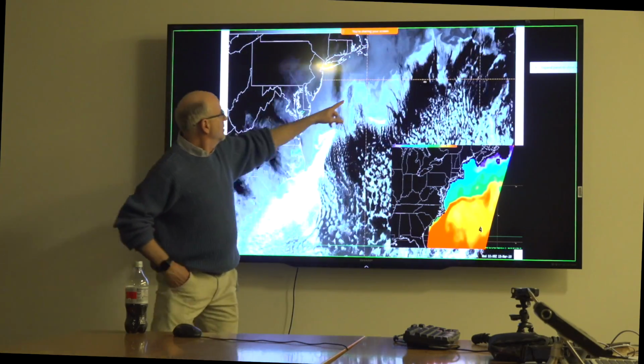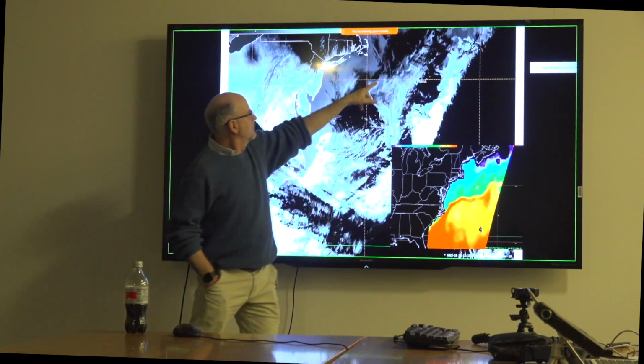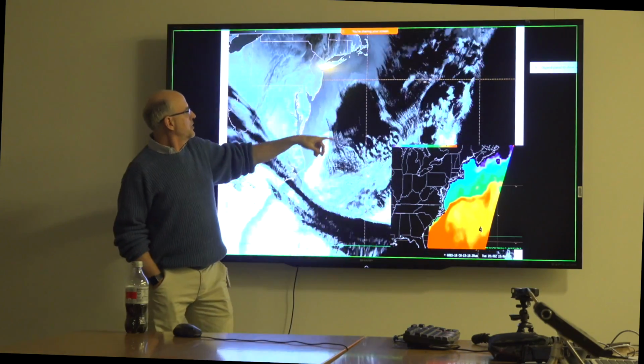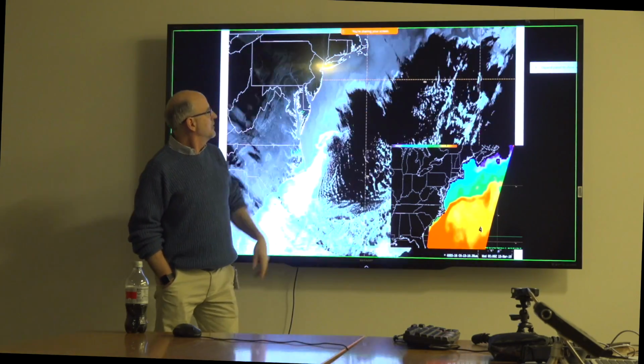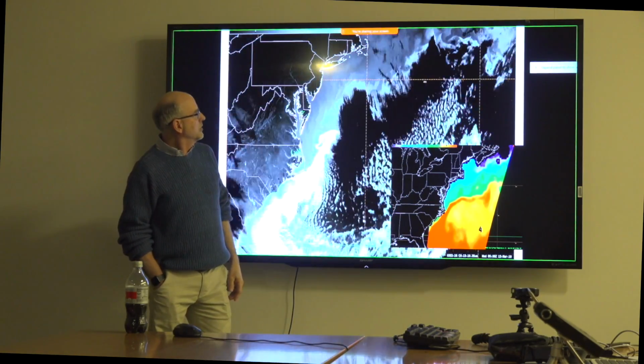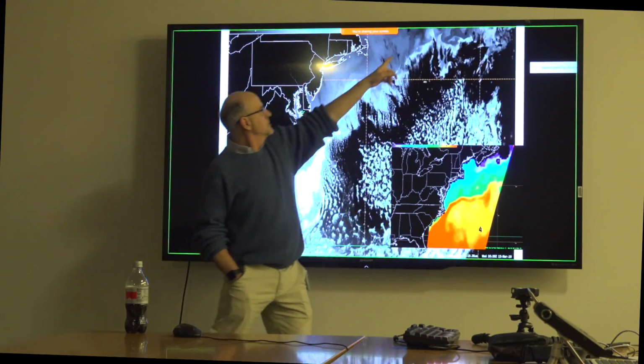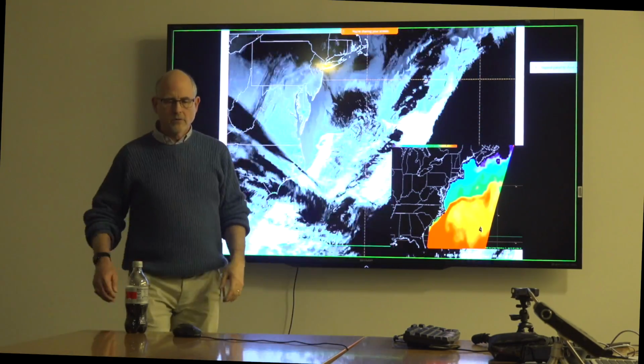You can look up in here and watch these features along the shelf break front, which is pretty ragged, but you can see that even those features are moving very quickly. With this you can actually see the tidal nodes. There's an element of that up in there off of Georges Bank as a tidal node.